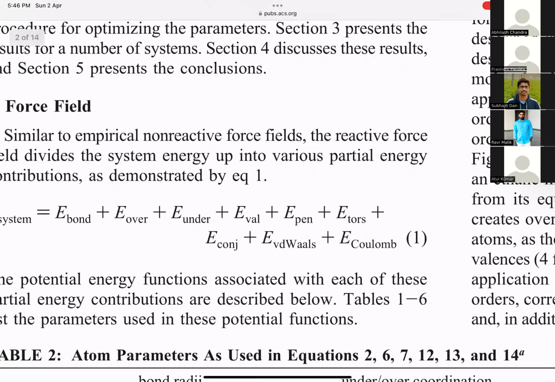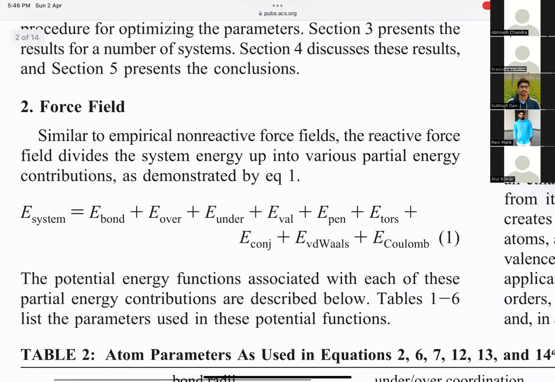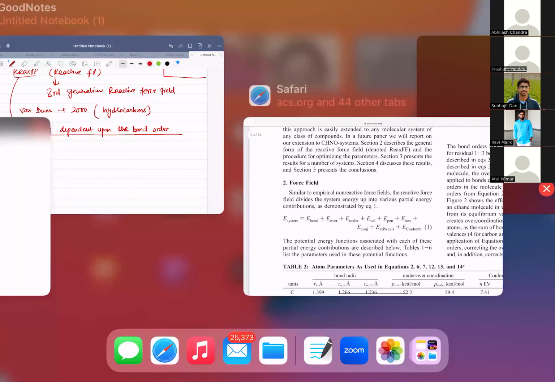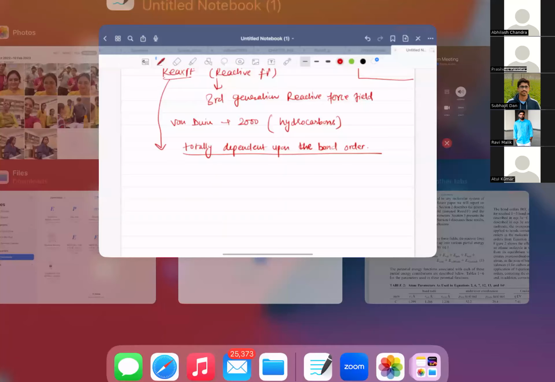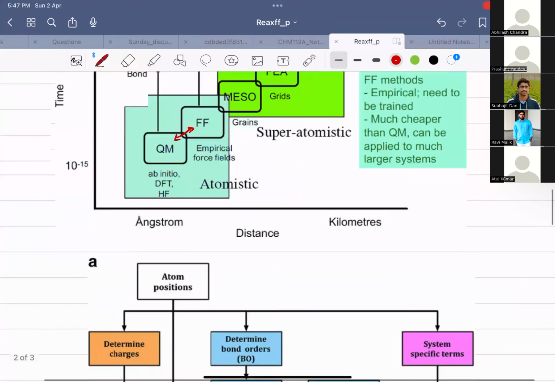So now every contribution, like the bond order, over-coordination, under-coordination, valence angle, penalty, torsional, and everything, has its own functional form. Before explaining this functional form, I will quickly give you an idea of how it works.